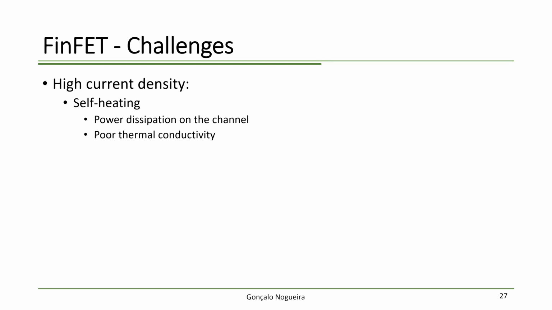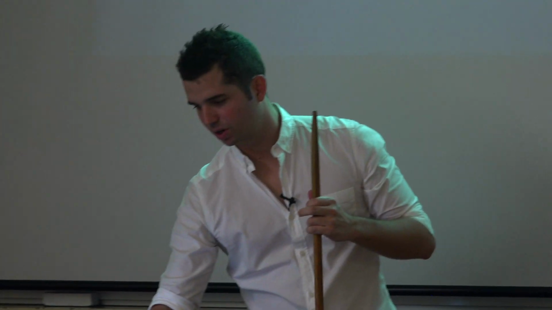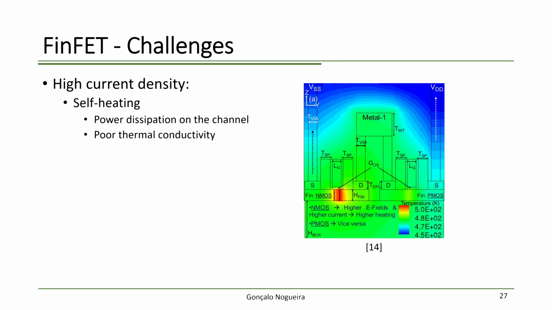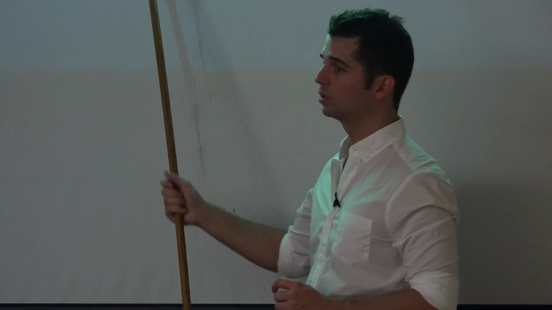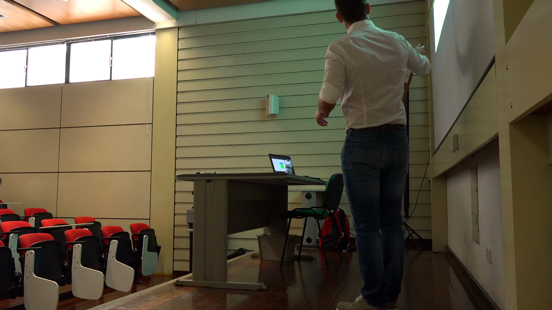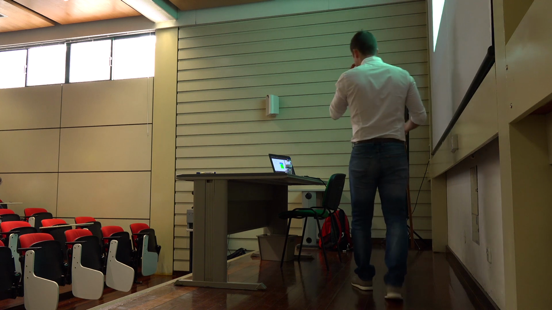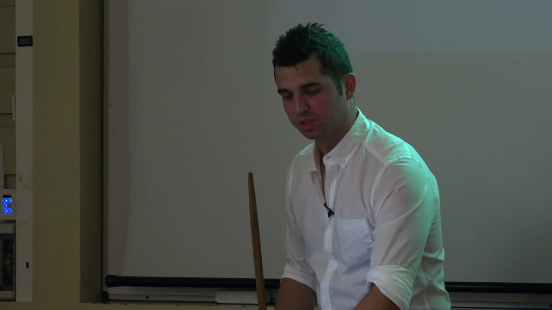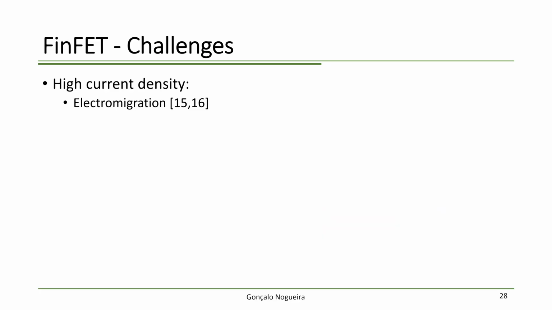So if you remember, the transistor has an insulator, and you have all the activity occurring inside the channel. But the thing is that in planar transistors, the heat is all dissipated through the substrate, while here it doesn't have anywhere to go, so it remains here. This is one of the major issues of FinFET. Now, here comes the second one, which is electromigration. These two working together are very strong.